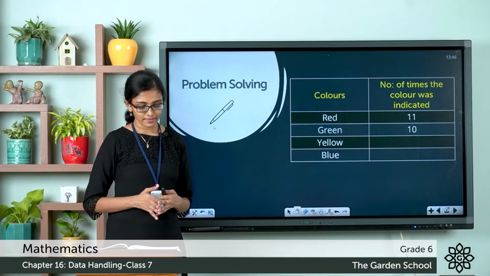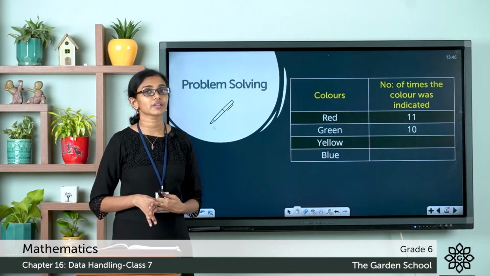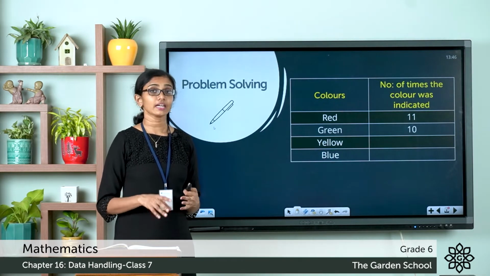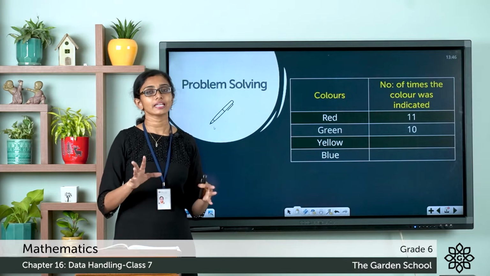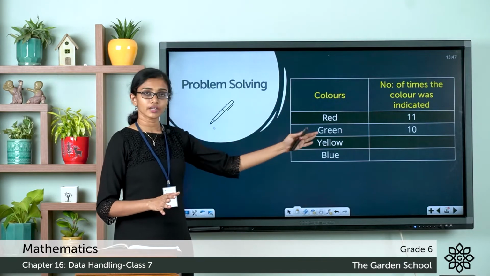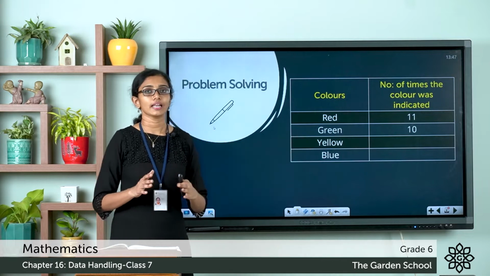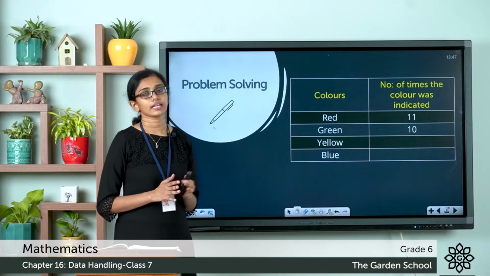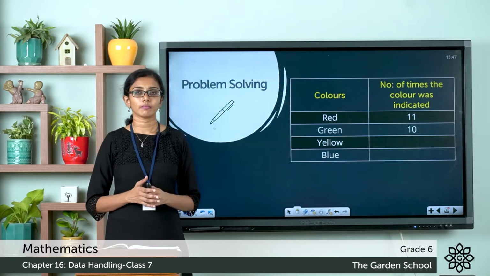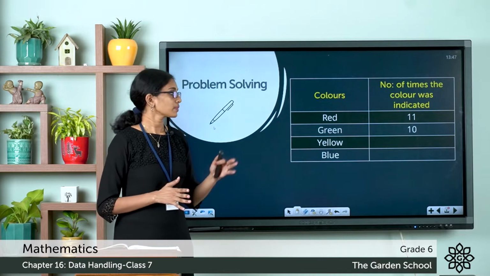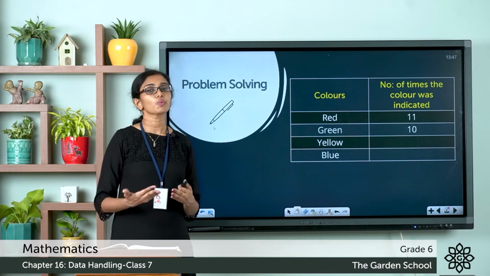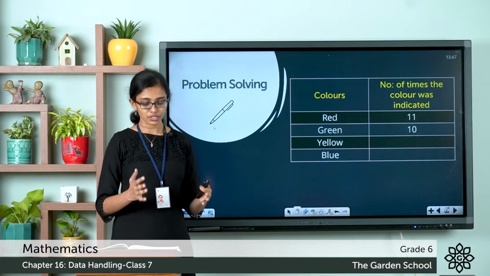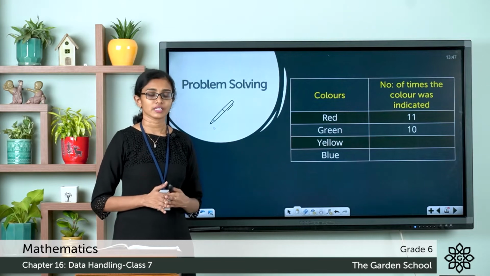For example, if you consider the color red, have a look at the observations given to you. From the raw data given to you, if you count the number of times red occurred, you'll see that the red color was indicated by the pointer 11 times. Hence, against the color red, you can write its frequency as 11. Now you have to count the frequency of other colors as well and indicate in the table. So once the table is complete, you will be able to identify which was the color which was indicated the most number of times and which was the color that was indicated the least number of times. Hence, you will be able to completely answer the question.